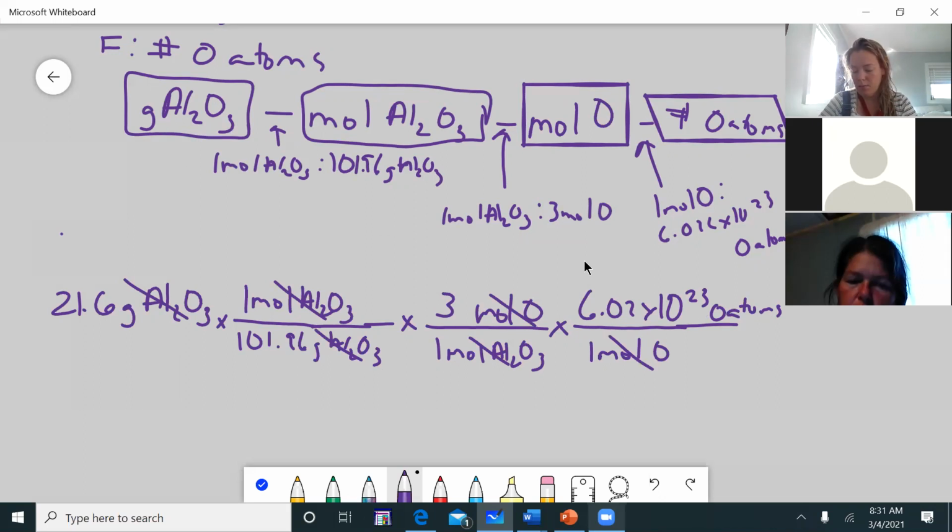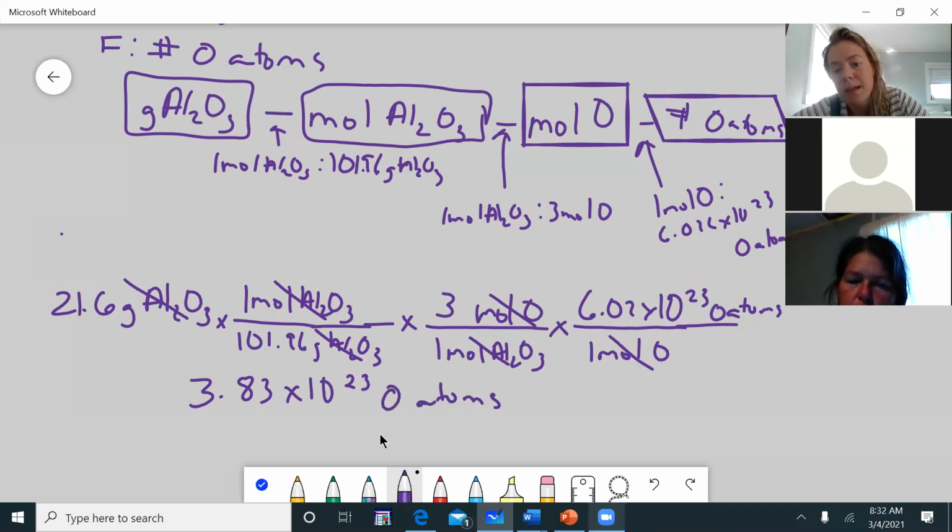And let me plug that in real quick. 21.6, multiply across everything on top. So times 3, times 6.02 to the 23rd. And then we need to divide it by the molar mass of 101.96. And we end up with a very large number. I'm going to use 3 sig figs, so 3.83 times 10 to the 23rd oxygen atoms.